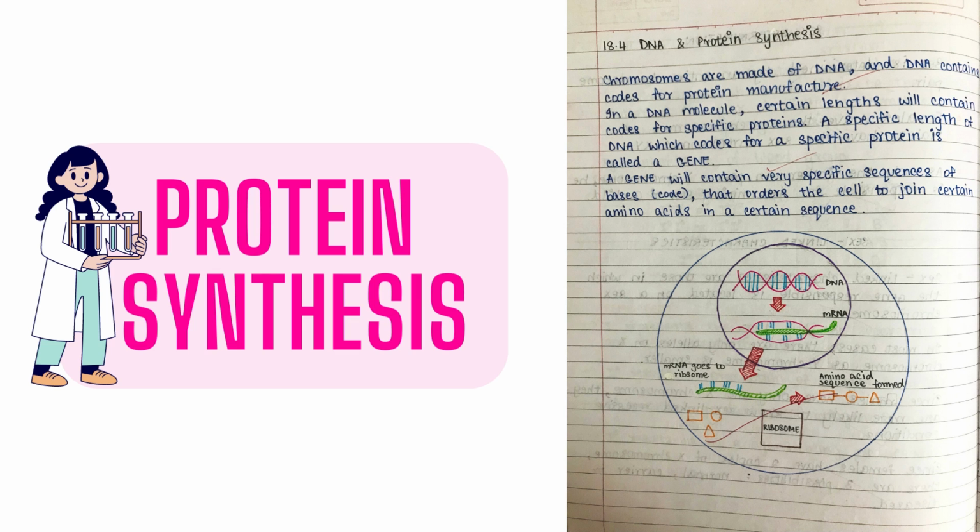So mRNA is made in the nucleus and it copies the DNA and then it moves into the cytoplasm. Once it's in the cytoplasm, it passes through a ribosome and the ribosome assembles the amino acids into protein molecules. The sequence of bases in the mRNA molecule determines the specific order of amino acids in the protein.